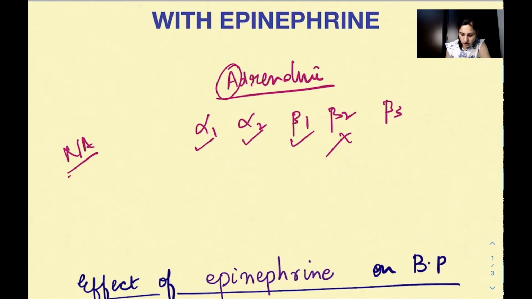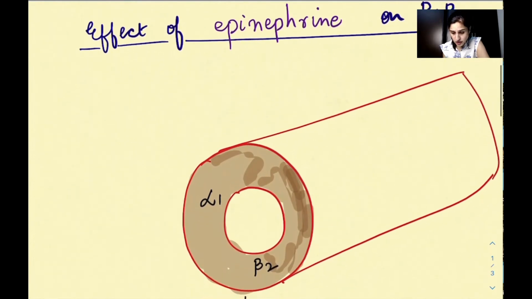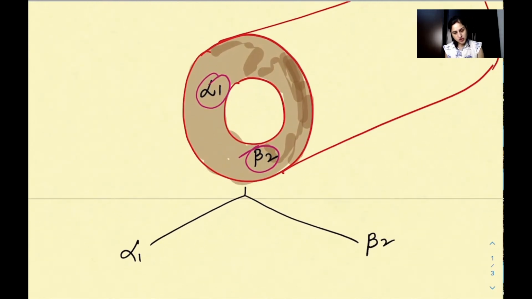Now let's come to adrenaline or epinephrine and how does it affect the blood pressure. When you're talking about the blood pressure, we are talking about two main receptors. One is your alpha 1 and one is your beta 2, right? So what happens when alpha 1 is stimulated, it leads to vasoconstriction, and when beta 2 is stimulated, it leads to vasodilatation. A way to remember this is A, B, C, and D. A is alpha, alpha causes vasoconstriction, B is beta, and beta causes vasodilatation. Easy way to remember this, and no confusion.